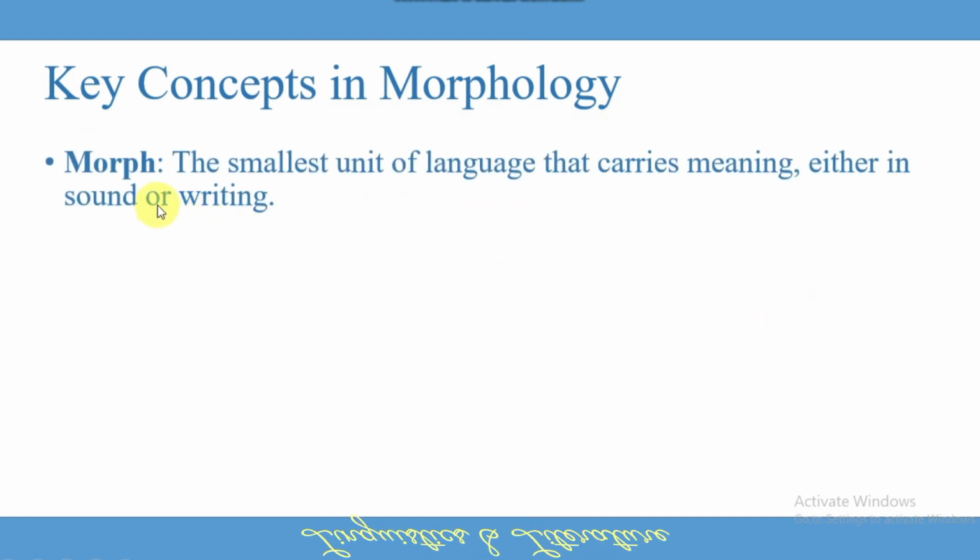Okay, key concepts in morphology: what are the key concepts in morphology? Morph, a very important thing, is the smallest unit of language that carries meaning, either in sound or writing. This is what a morph is. Now a morph can be meaningful or meaningless. Okay, we can have an example now.